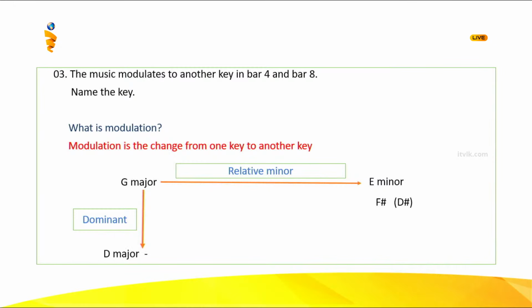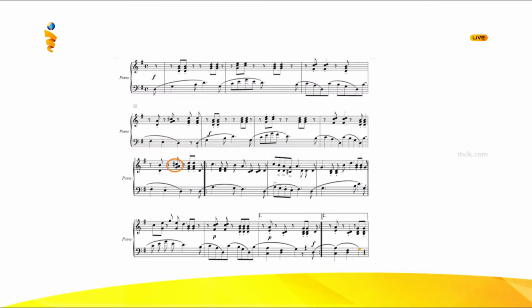If it is modulated to D major, the answer is D major and the key signatures are F sharp and C sharp. Okay, let's find the key. Can you see a D sharp here? No, we can't find a D sharp, but in bar 4 and bar 8 there is C sharp and F sharp is already there. So with F sharp and C sharp, the modulated key is D major.